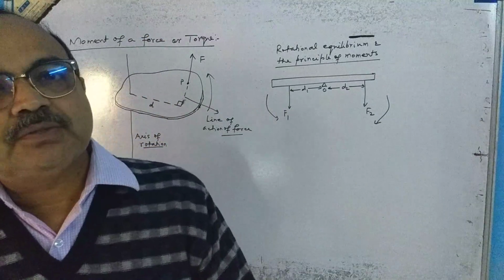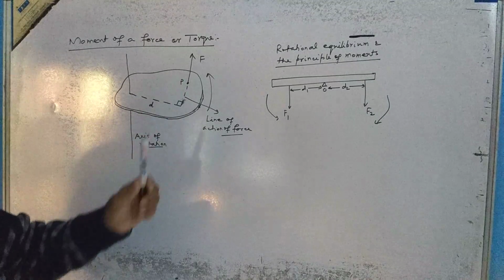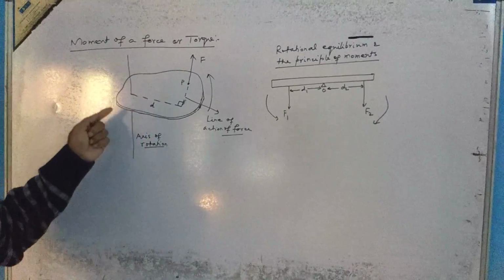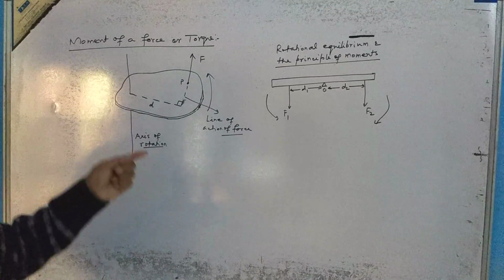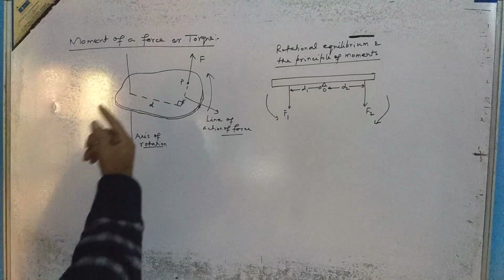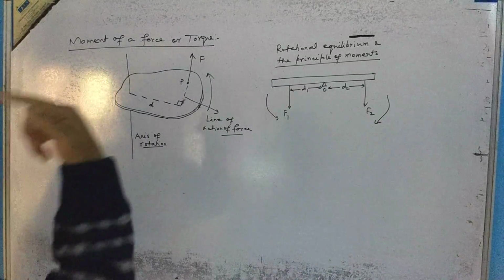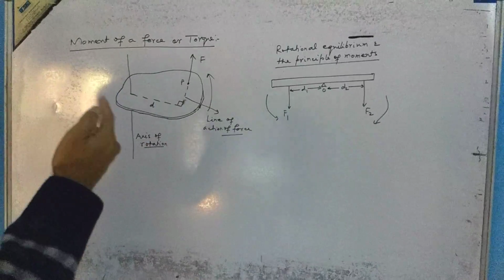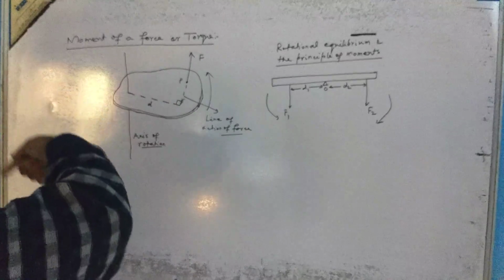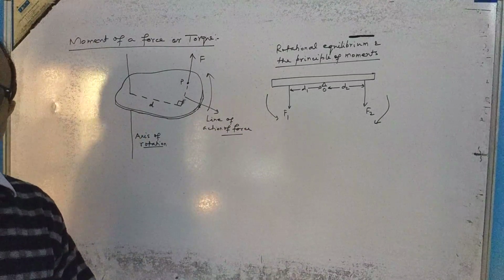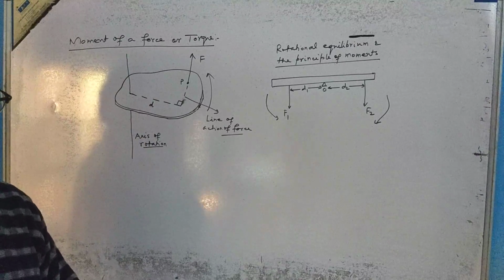So what is the moment? Suppose this is a rigid body. I am showing a rigid body which may rotate about this axis of rotation. Very clear, the axis of rotation is there. It can rotate clockwise or anti-clockwise. Then, what is the moment of a force or the torque?